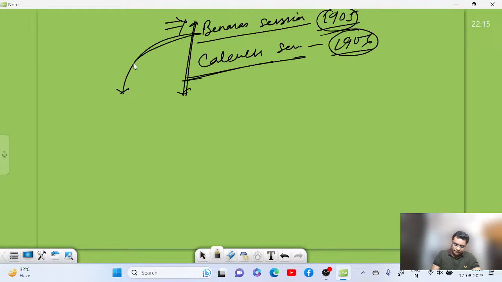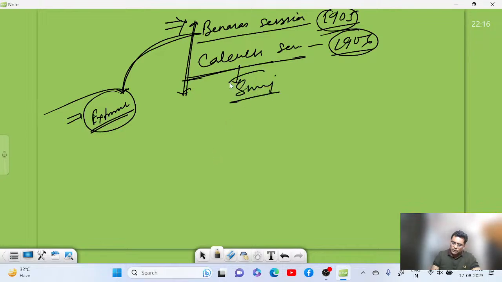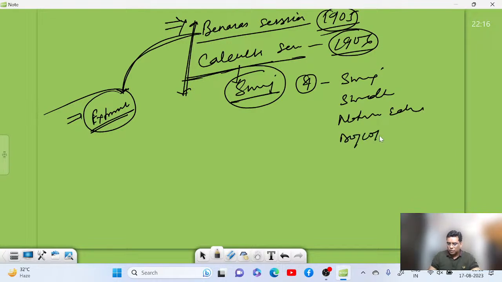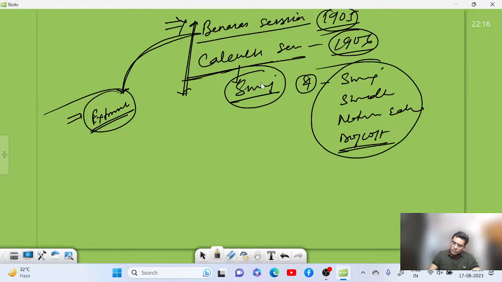In the Benares session, the extremists demanded that there should be an all India movement. However, in the Calcutta session, for the first time a resolution was passed on Swaraj, which was a clear victory of extremist politics. Four big resolutions were passed: Swaraj, Swadeshi, national education, and boycott. These four resolutions were passed in the Calcutta session, the first time a resolution on Swaraj, and therefore you can tell that extremist politics had almost dominated in the phase of the 1906 Calcutta session.